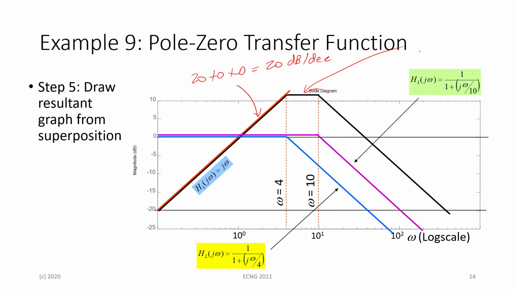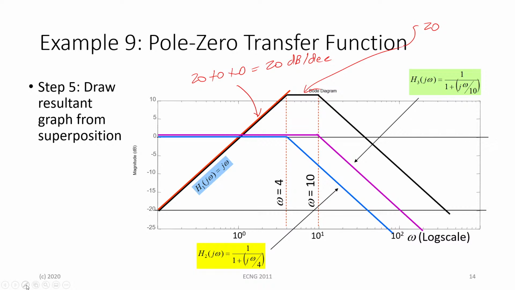This part here, which is in between omega equals 4 and omega equals 10, we're going to be summing each one of these gradients here for H1, H2, and H3. So this H1(jω) line continues throughout the entire graph, it just keeps on going. In between omega equals 4 and omega equals 10, this is going to be positive 20 decibels per decade here. So we're going to write this in for our result. That's going to be 20 here.